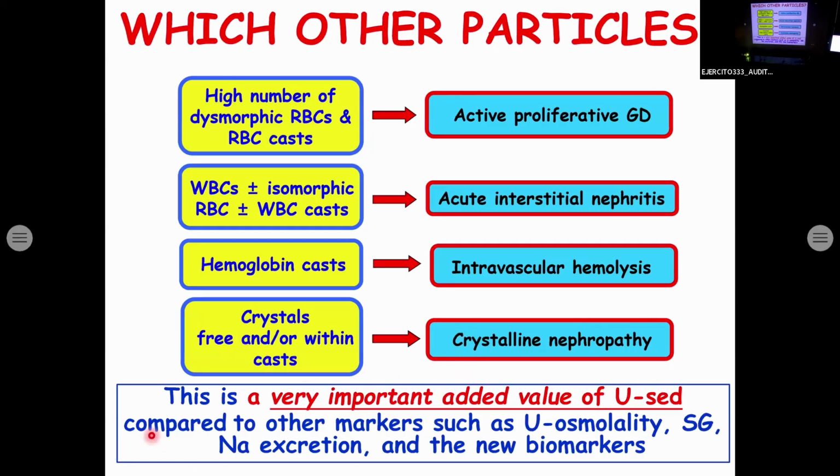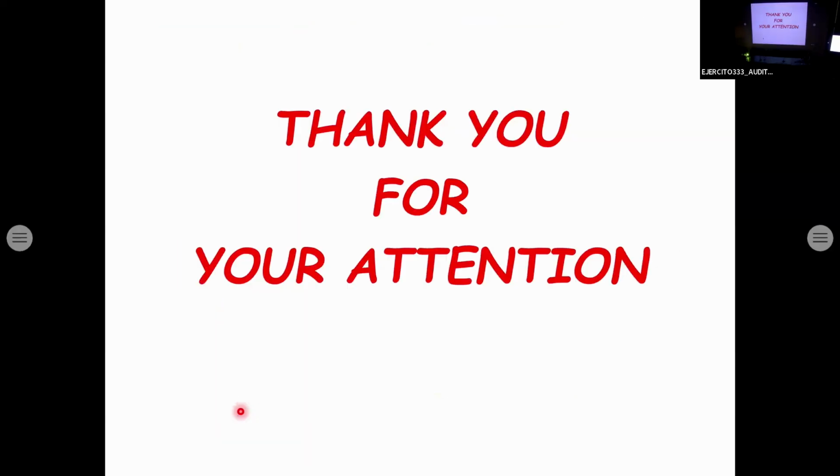And this is my conclusion. This is a very important added value of urine sediment compared to other markers such as urine osmolality, specific gravity, sodium excretion, and the new biomarkers. The urine sediment allows us not only to say if there is or is not acute tubular necrosis, but also to identify which diseases are behind the acute kidney injury. I have finished. Thank you for your attention.